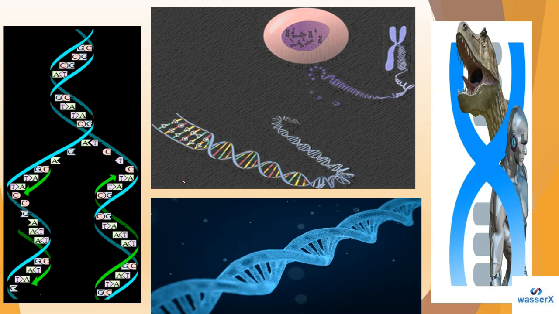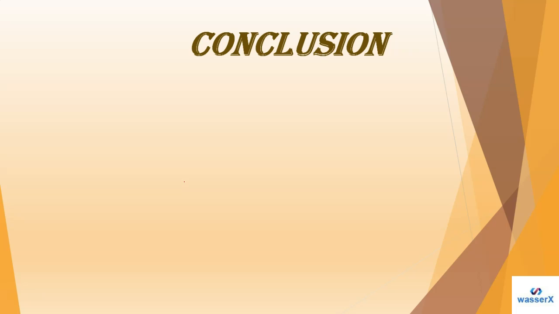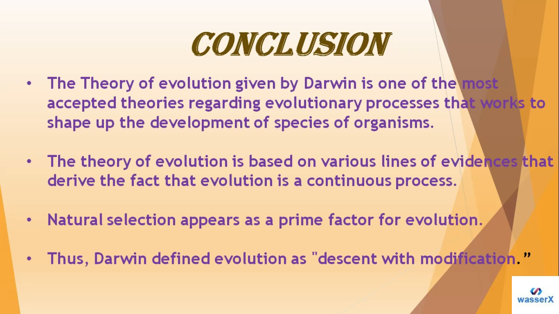In this way, students, we can conclude our whole study of today's session. The theory of evolution given by Darwin is one of the most accepted theories regarding the evolutionary process that works to shape the development of a species of organisms. Next, the theory of evolution is based on various lines of evidence that derive the fact that evolution is a continuous process, of course. That's very important, and we must keep that in mind.